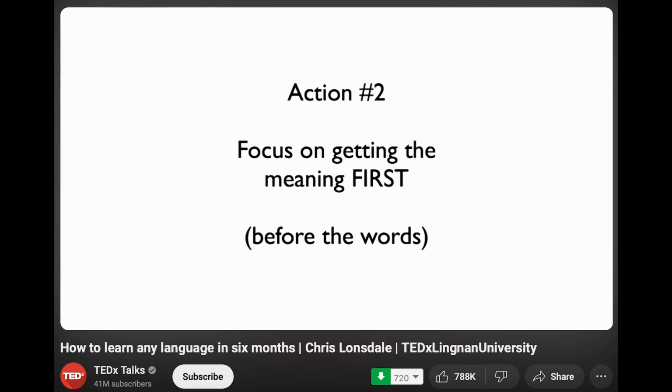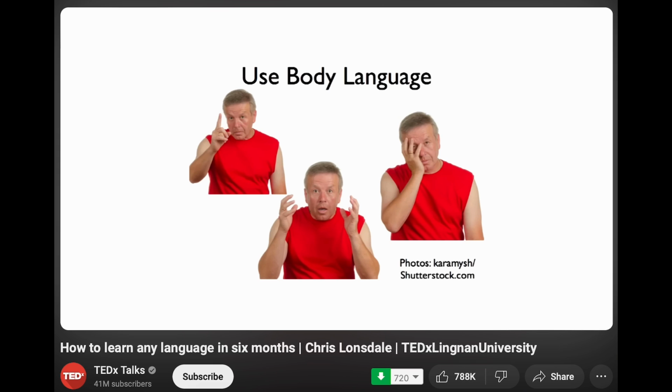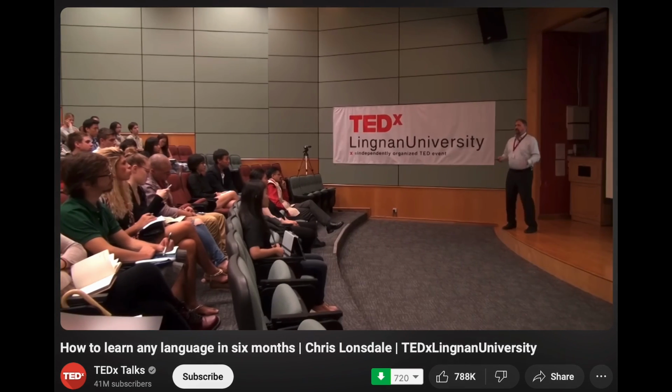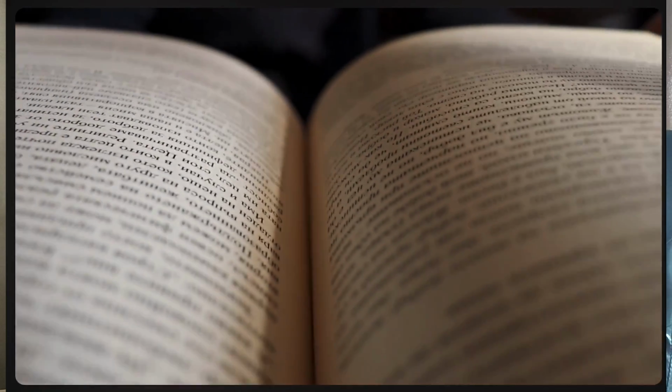It's focus on getting the meaning first. The second action is you get the meaning first, even before you get the words. And you go, well, how do I do that? I don't know the words. Well, you understand what these different postures mean. In other words, you are trying to understand what characters are saying to each other in dialogues in those movies, or what the book's paragraphs are describing when you're reading them. In other words, you feel that you understand what they mean, but you can't explain it to another person.